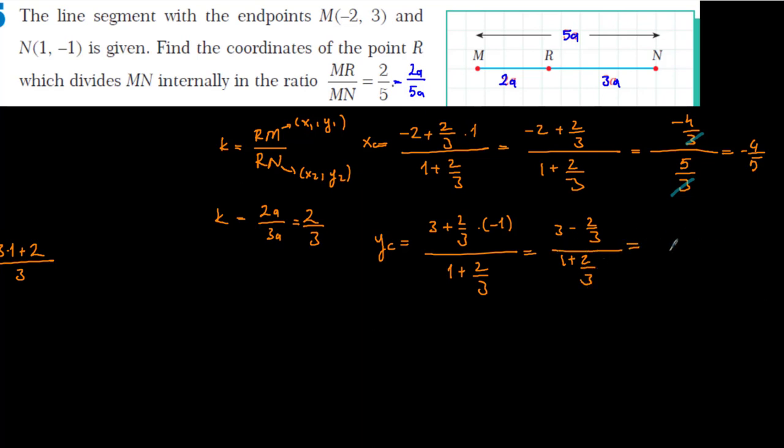We know the down part is equal to 5 over 3 because it's not changing for both xc and yc values, and the upper part, 3 times 3 minus 2, is equal to 7 over 3. Then it's equal to 7 over 5, it has to be.